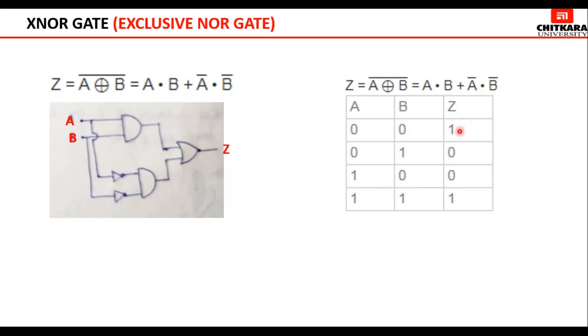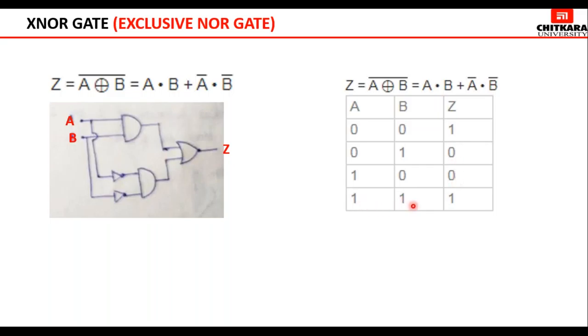Zero plus one will give you the answer as one. Now when one of the inputs is zero and one of the inputs is one, what happens? Let's check the zero and one case. Zero into one is zero. Zero complement is one. One complement is zero. So one into zero will give you zero. So zero plus zero, the answer is zero.